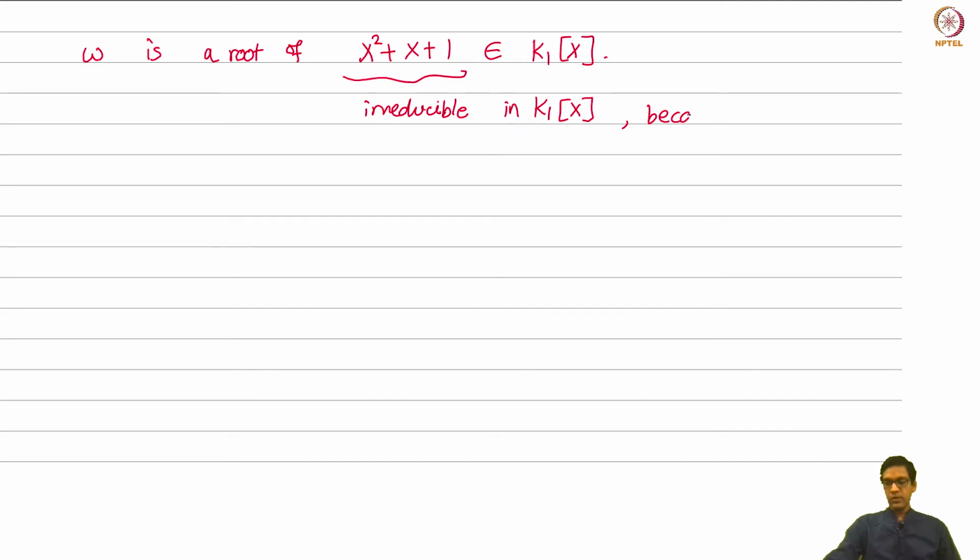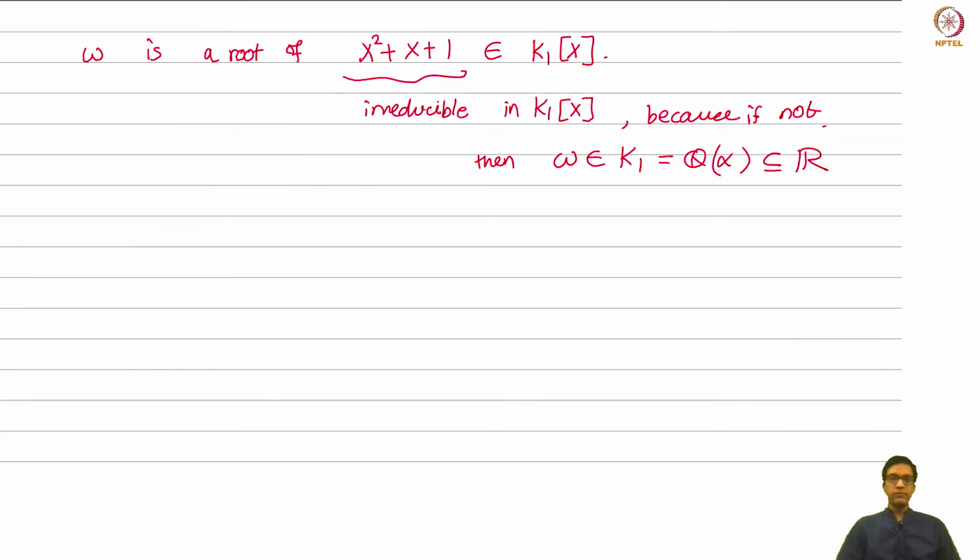Well, why? Because if it's not irreducible, it has to factor into a product of two linear factors. This is after all quadratic. If not, then it would imply that both roots belong to K1. So then it will imply in particular that omega comes from K1. Now, which is not true, because remember K1 is just Q adjoined a certain real number, which is alpha in this case.